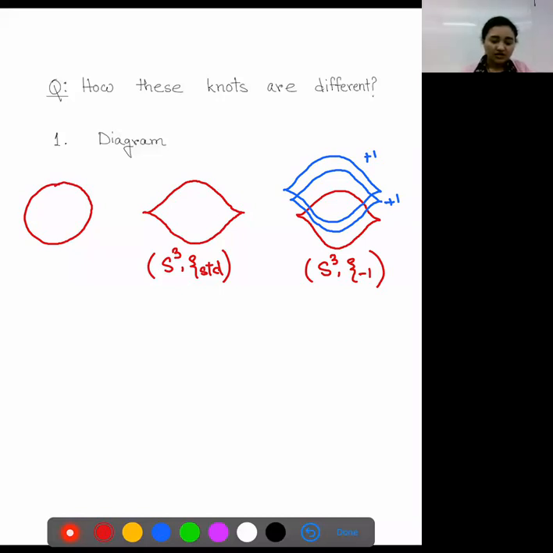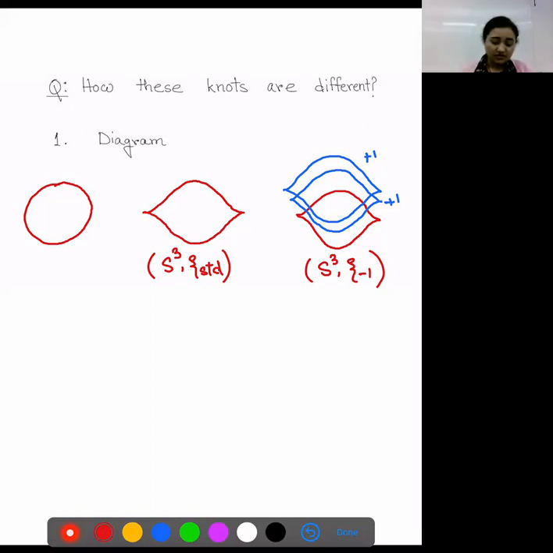Okay. By now you should notice that drawing a contact surgery diagram is not so easy. For the unknot, it is 3 components, but as soon as we move to the trefoil, the contact surgery diagram, I think it has 6 components. So it becomes complicated in the over-twisted case.